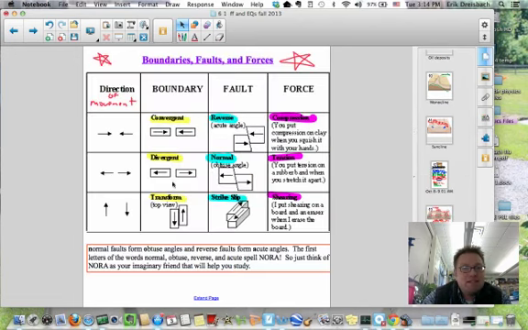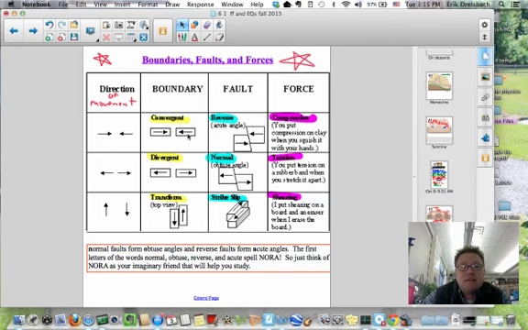So this is a great page to review. It sums up all the different types of ideas for the three different types of faults. So the question is the direction of the movement, the type of boundary where that movement can occur, the faults that can occur, and the force that creates those faults.